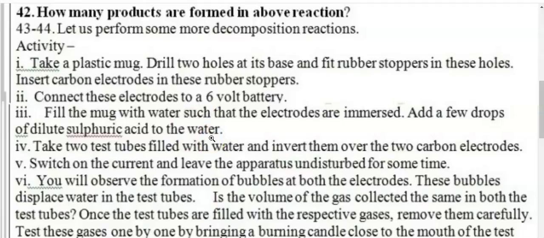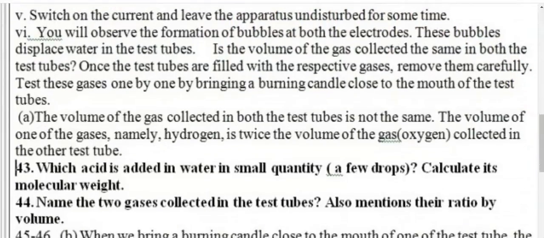But when water is impure or we add dilute sulfuric acid, then it helps in ionization because sulfuric acid breaks down into H positive ions and sulfate ions, and that is helpful in conduction of electricity. Because what is electricity? It is nothing but movement of ions. Anyhow, take 2 test tubes filled with water and invert them over the 2 carbon electrodes. Switch on the current and leave the apparatus undisturbed for some time. What do you find? You will observe the formation of bubbles at both the electrodes. So in one of the tubes you will get oxygen and in another tube you will get hydrogen gas because water has got 2 components.